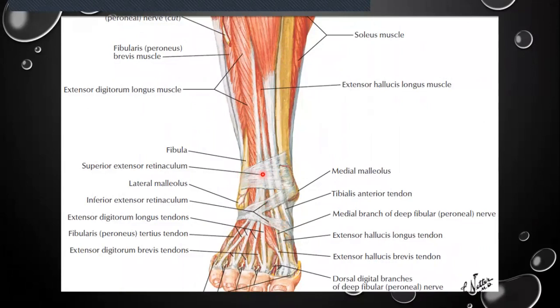So you can see this is the superior extensor retinaculum and the inferior extensor retinaculum, which you can see is Y-shaped. It has a stem and an upper and a lower band. You will look at that.